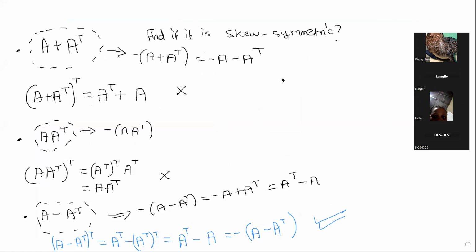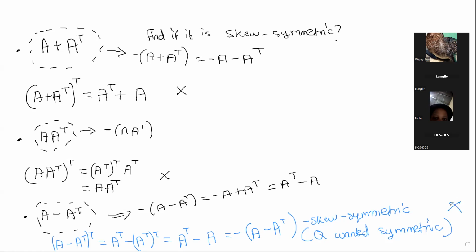So I should just erase this and say this one is skew symmetric, this one. Skew symmetric. But the question wanted symmetric. Maybe the fact that I wrote it in blue will make it different. So it makes this whole option wrong. So the only option that was correct is the one we did in the previous video.